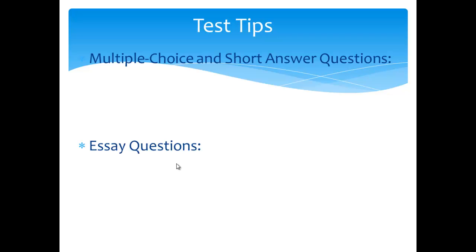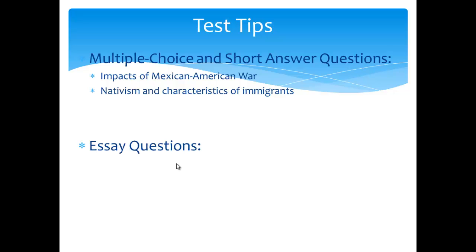All right, let's go over some test tips for you for multiple choice and short answer. Absolutely know the impacts of the Mexican-American War. Be able to identify what nativism is and characteristics of immigrants during this time. And be familiar with a couple different economic opportunities out west that were available during this time, both by the government and by individuals seeking more money.